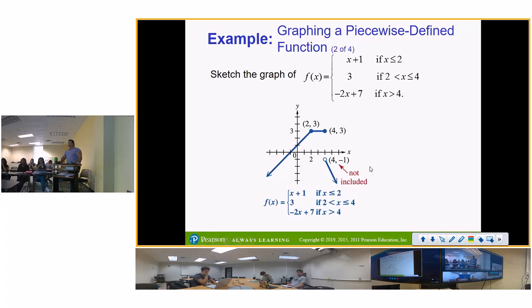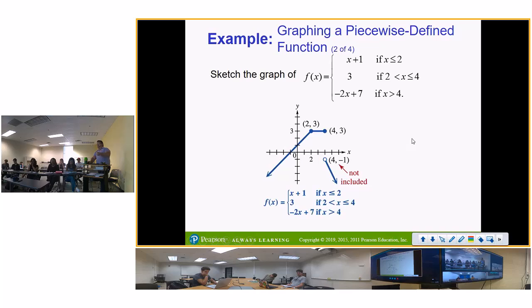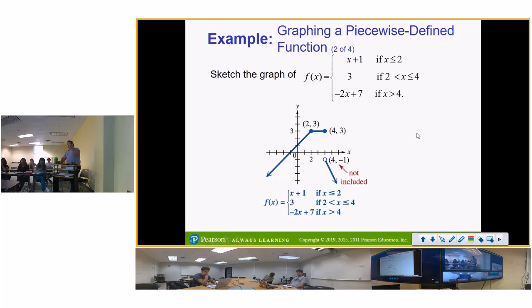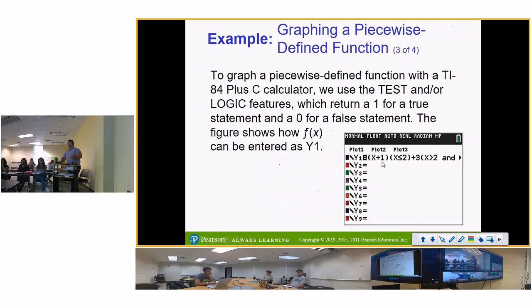All right, so what is happening? Increasing from negative infinity to 2, constant from 2 to what? 4. And then decreasing from 4 to what? Infinity. So that's a piecewise function. Now, the last 2 that we've done are the types that I will ask you to do. Yeah, we'll do another one here in just a second.